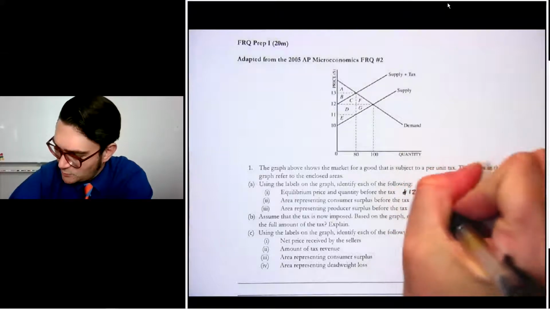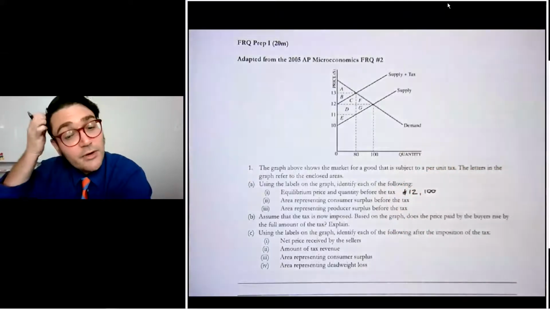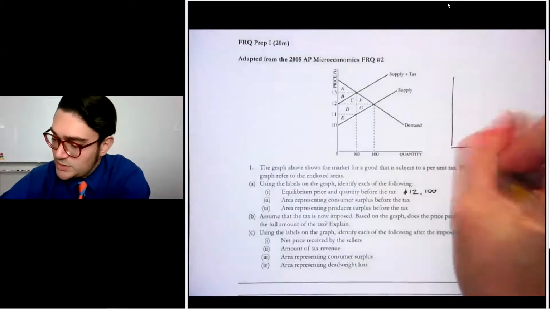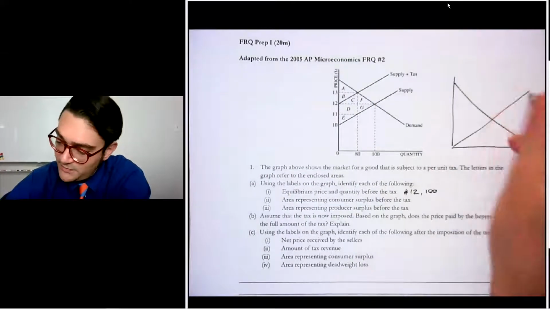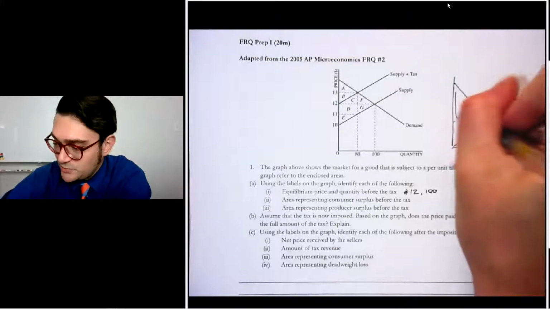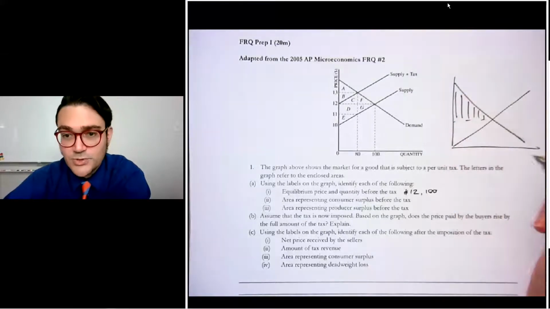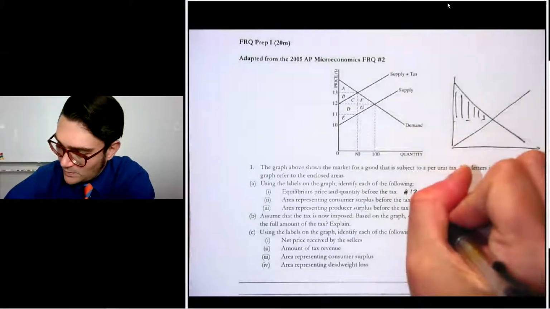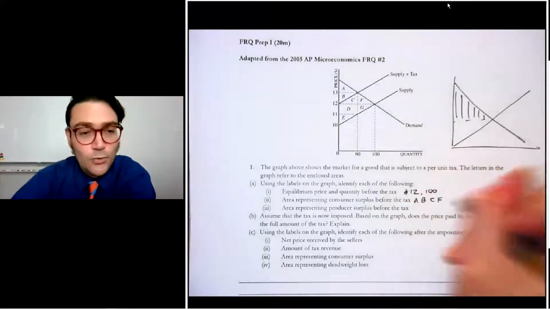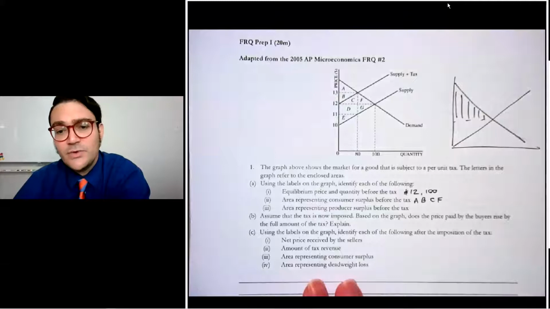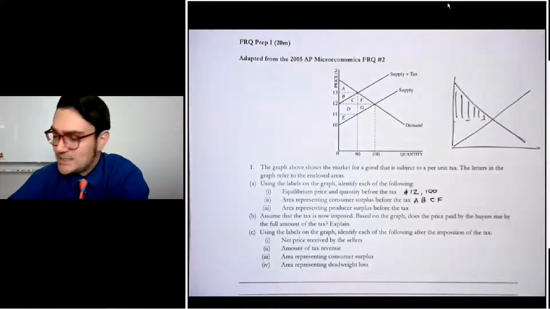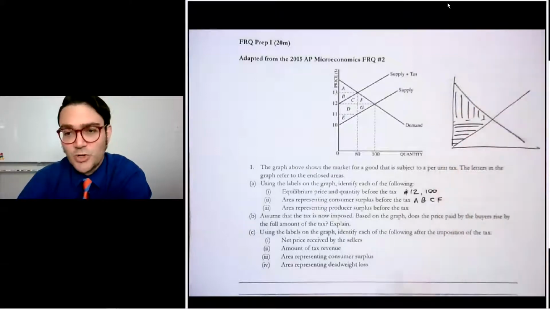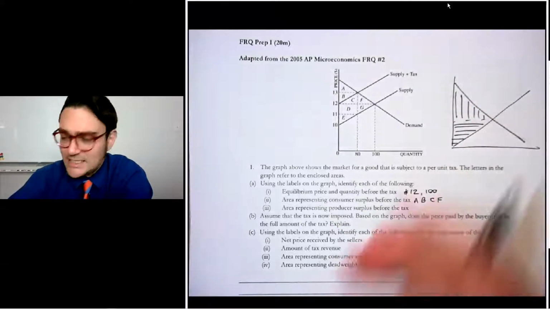So 12 and 100. And then area representing consumer surplus before the tax is going to be just the area above the price up to the demand curve, right? That's consumer surplus, so that's A, B, C, F. And you can write those letters in any order. And then area representing producer surplus before the tax would be the area above the supply curve up to the price. And so that's DEG.